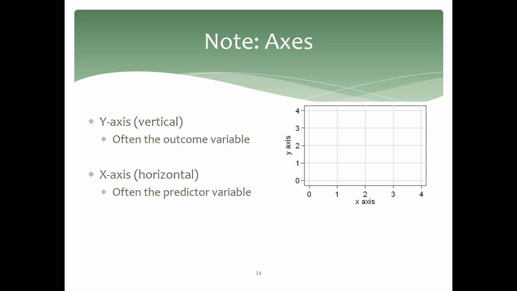So a note on the axes. The y-axis is the vertical one, and it's typically the outcome variable if you think in terms of relationships between variables. And then the x-axis is the horizontal axis, and that's often the predictor variable. And so you'll see this a lot more often when we talk about regression, but just want to take note of what tends to go in which axis.